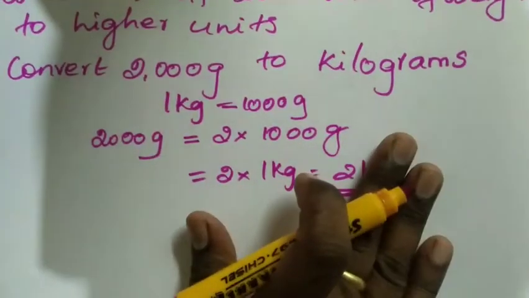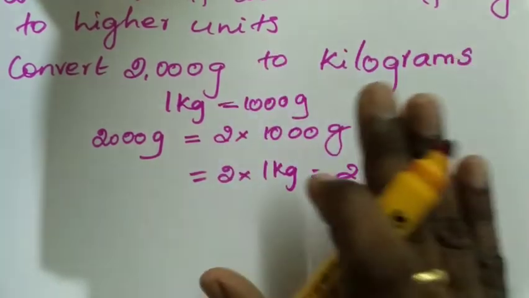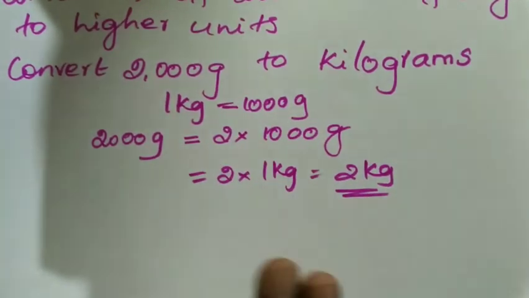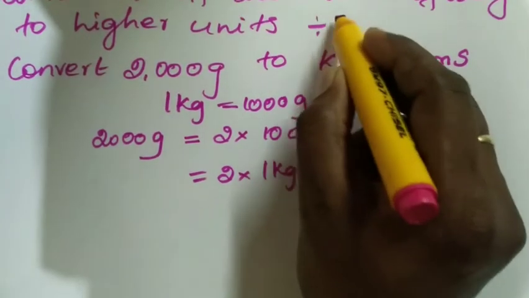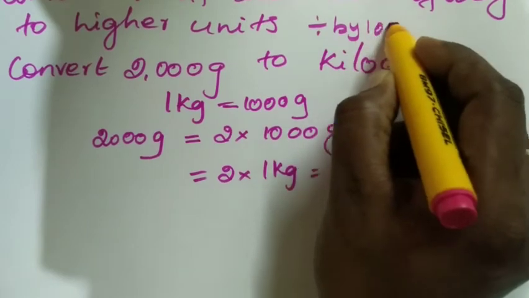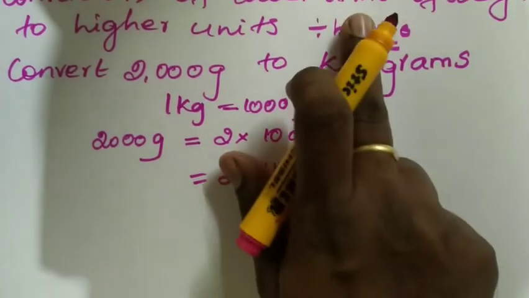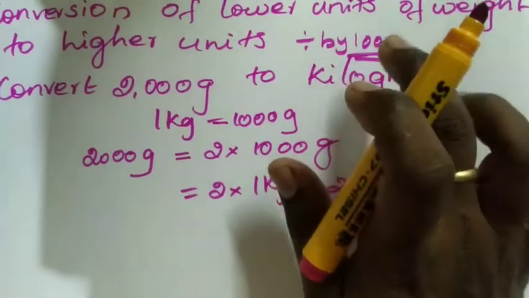This is one of the methods. An alternate method is there, and it is given in your textbook. That's why I just explain. The basic is to convert the lower units to higher units: you just divide by 1000. If you want to convert higher units to lower units, multiply by 1000. Here if you want to convert lower units to higher units, divide by 1000.